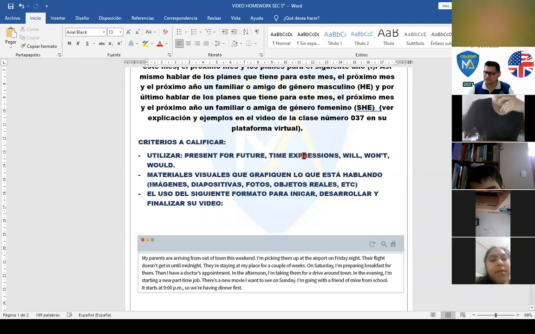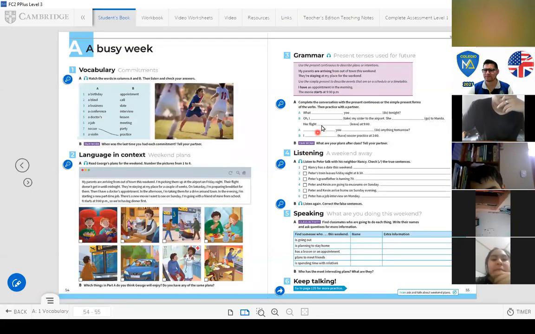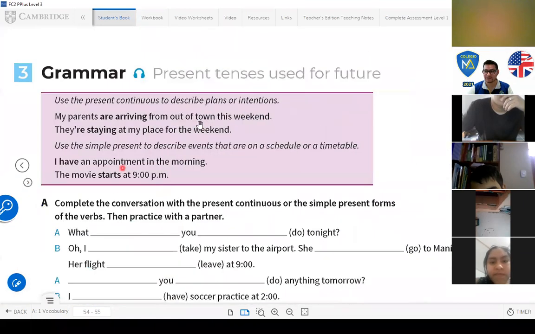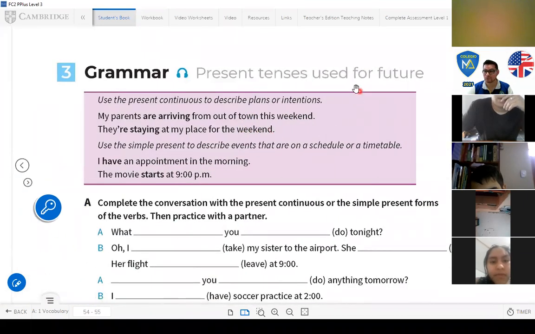¿Qué más? Vamos a utilizar los time expressions. ¿Cuáles son las expresiones de tiempo? Hemos dicho que si nosotros utilizamos la gramática presente para hablar en futuro, tenemos que indicar el momento a futuro. Puede ser esta semana, el fin de semana, mañana a las 9 de la noche, hoy a las 9, mañana en la mañana, etcétera, ¿no?